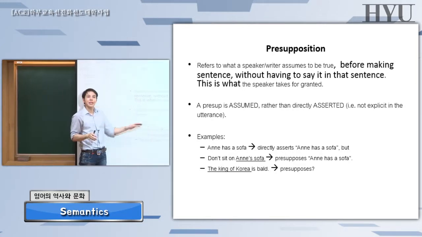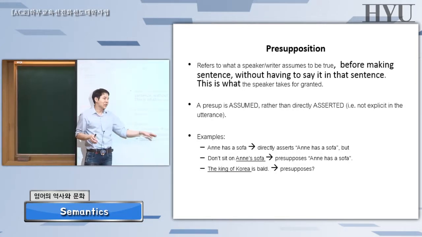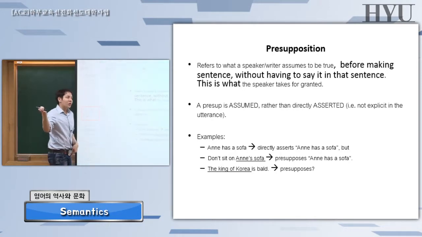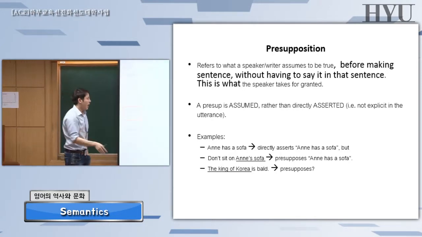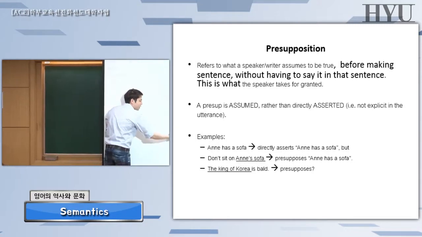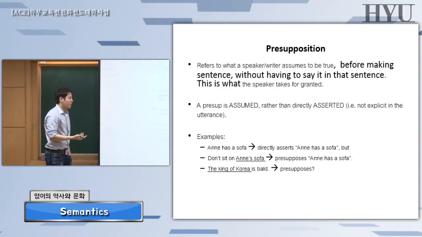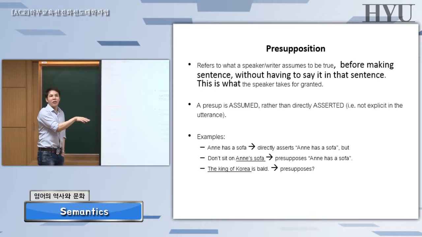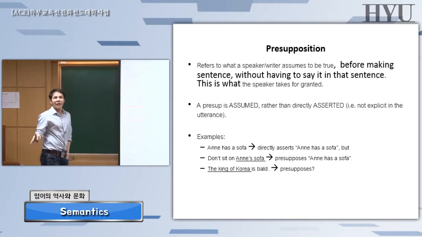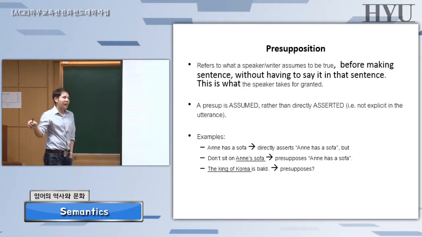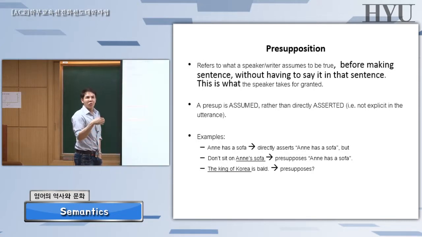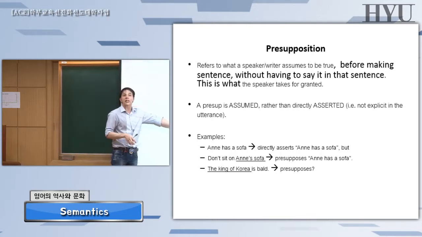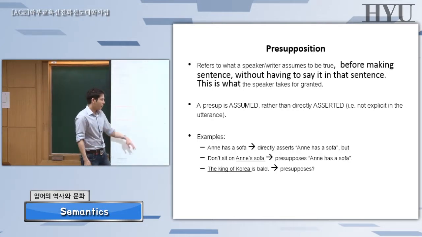But as soon as he says, don't sit on Anne's sofa, the listener should already know that it presupposes Anne has a sofa. Because Anne's sofa here, you cannot sit on it, means that it's her sofa. So Anne's sofa is what is presupposed, what is assumed to be true, without having to say Anne has a sofa, okay?